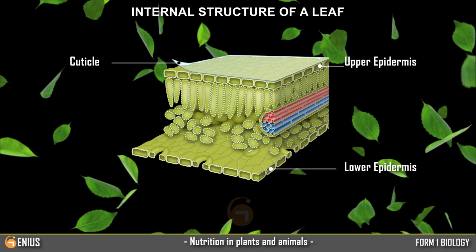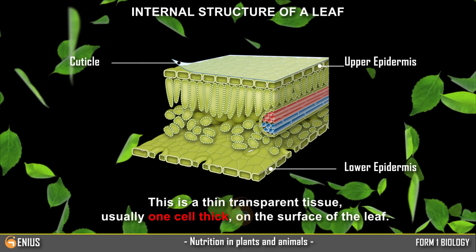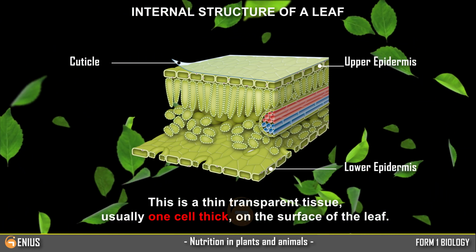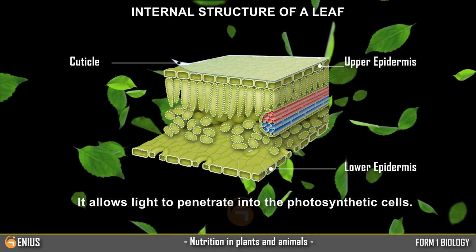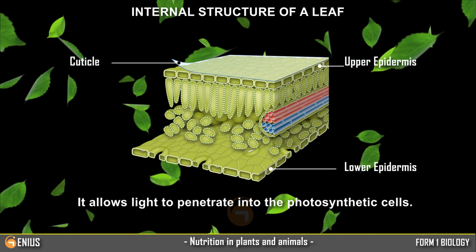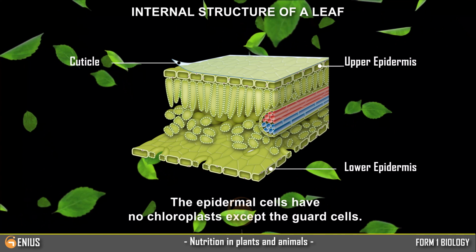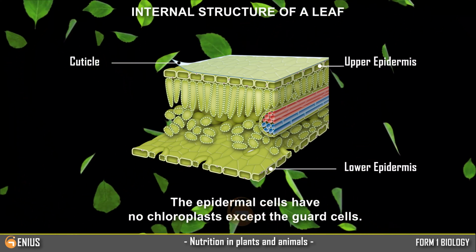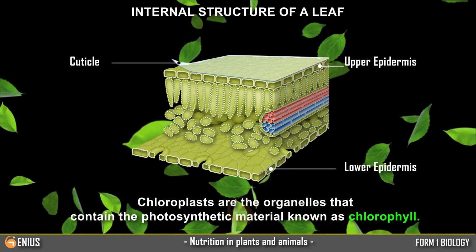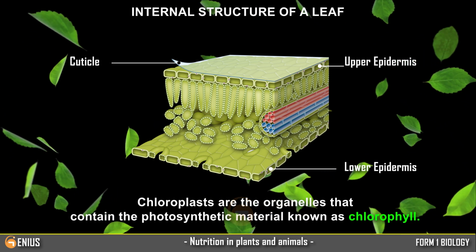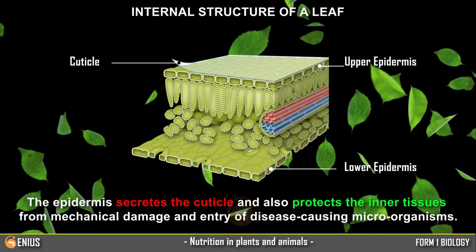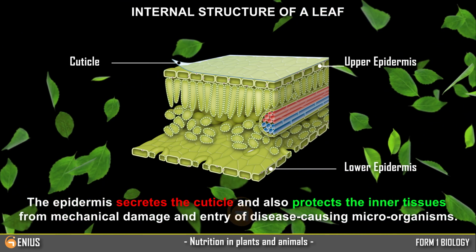Epidermis. This is a thin, transparent tissue, usually 1 cell thick, on the surface of the leaf. It allows light to penetrate into the photosynthetic cells. The epidermal cells have no chloroplasts except the guard cells. Chloroplasts are the organelles that contain the photosynthetic material known as chlorophyll. The epidermis secretes the cuticle and also protects the inner tissues from mechanical damage and entry of disease-causing microorganisms.